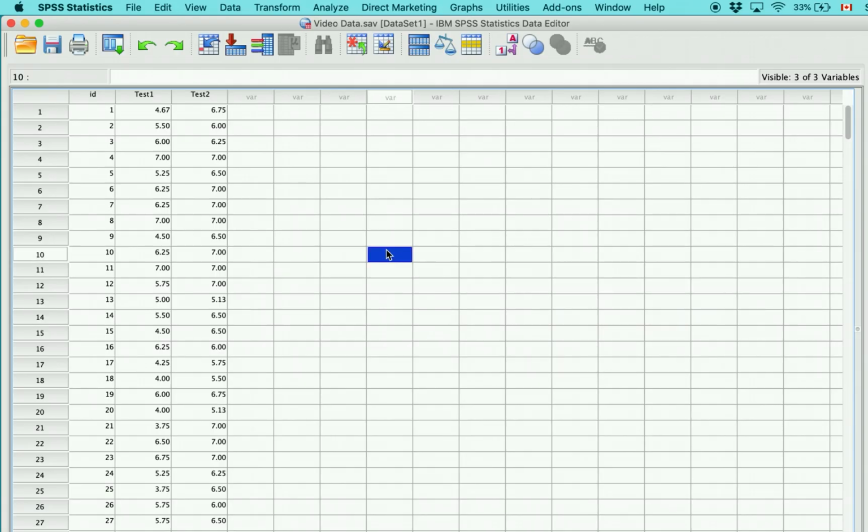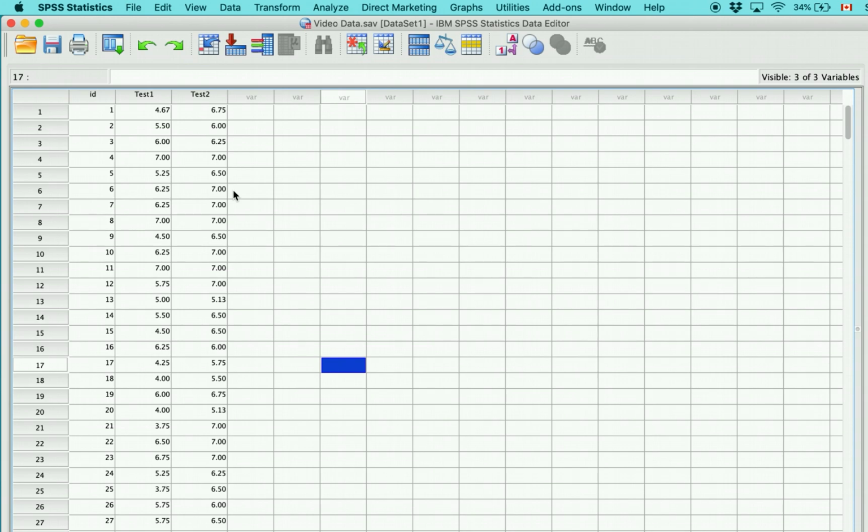Okay, so to run the correlation analysis, we're going to see if there's a relationship between how students scored on test one and how they scored on test two. If you recall, with a correlation, we're looking at the relationship between two continuous variables. In this case, it's not important which one is the independent or dependent variable, because we're assuming that there isn't one. We're just looking at whether these two variables are related to each other.